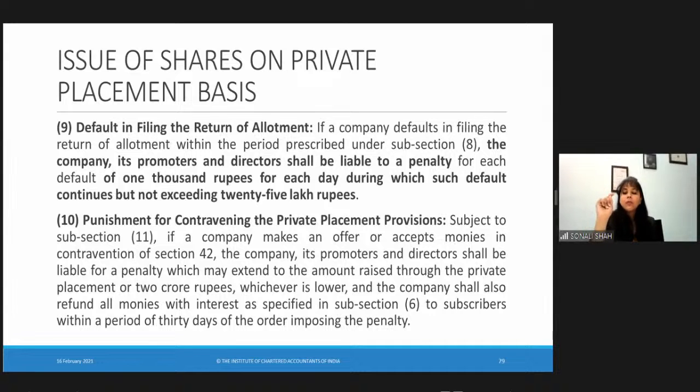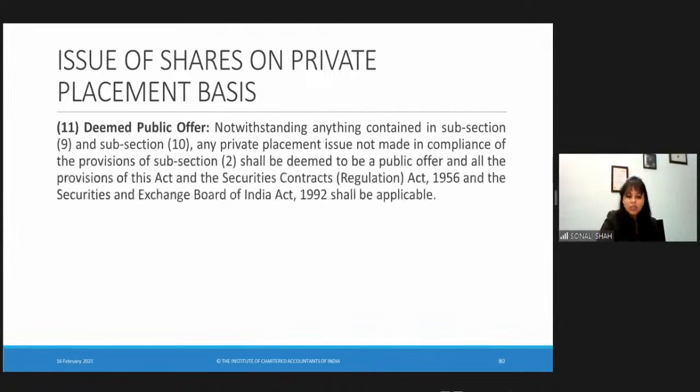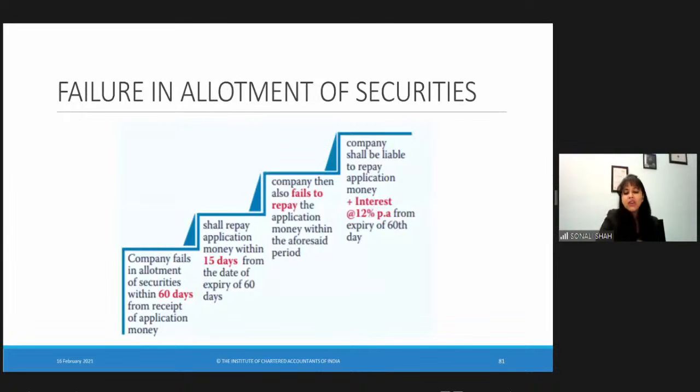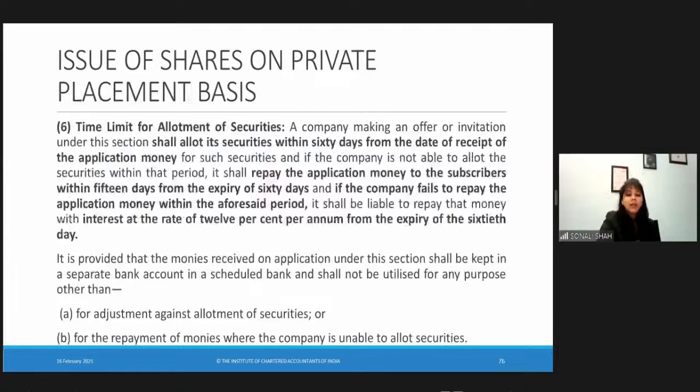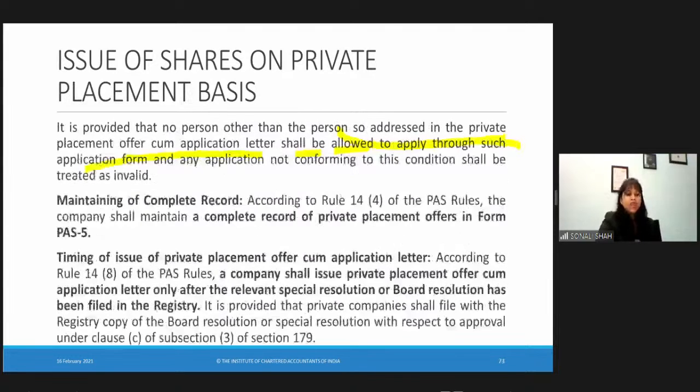And they will also be liable to refund the money with interest within 30 days of receiving the order. And wherever there is a contravention of the provisions of a private placement, the offer will be deemed to be a public offer, as in where there is an extension of limit, the offer is being made to more than 200 people, or there is an advertisement of the offer, public advertisement, in that case, it will be deemed to be a public offer.